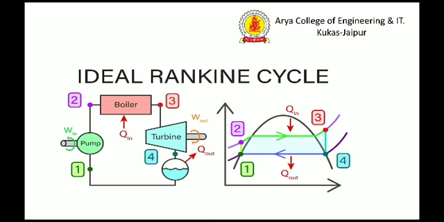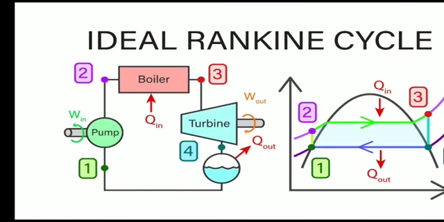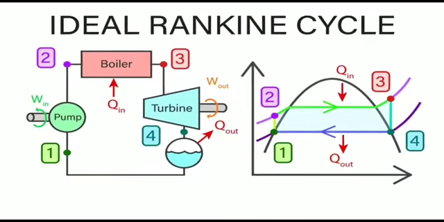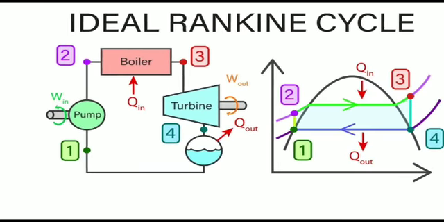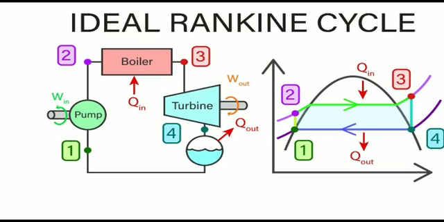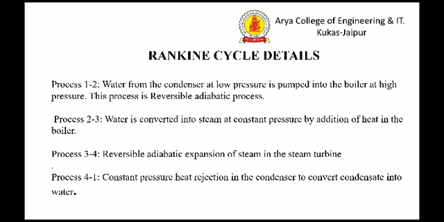This is the ideal Rankine cycle on which the steam power plant is working. On the left hand side we can see the schematic arrangement of a steam power plant, and on the right hand side we can see the Rankine cycle. The steam power plant contains pump, boiler, turbine and condenser. Points 1, 2, 3 and 4 are marked on the left hand side as well as the right hand side. We will see what happens from 1 to 2, 2 to 3, 3 to 4 in upcoming slides.